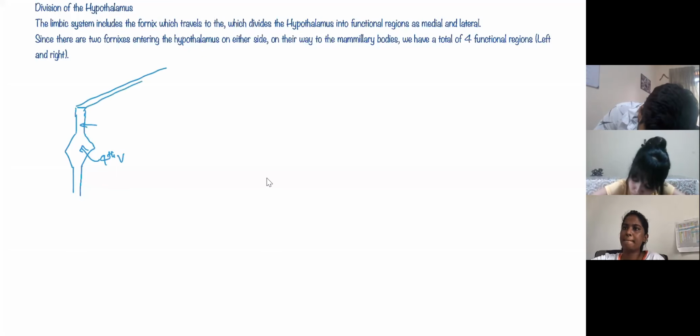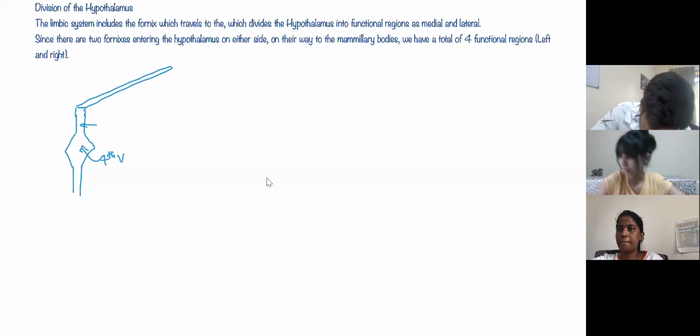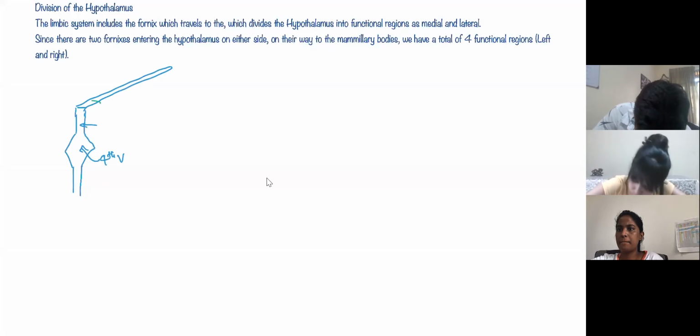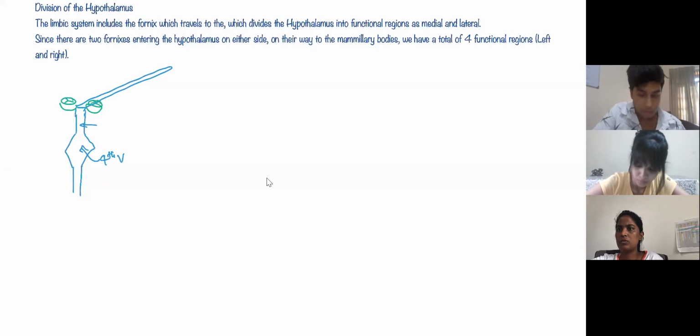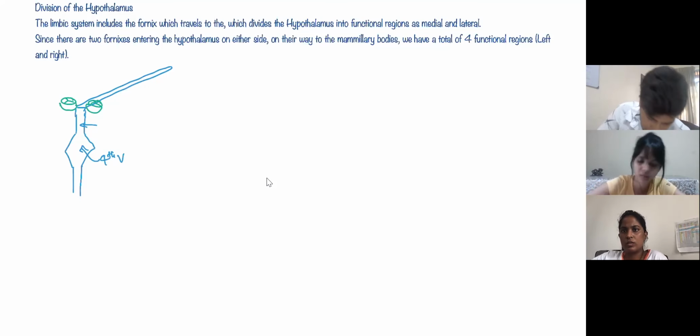Next, we have, what is this structure? Third ventricle. Okay. And adjacent to the third ventricle, a bit superiorly, we have two structures that have a Y-shaped gray matter lamina region in the middle. What is that called? Thalamus. Yes, thalamus.